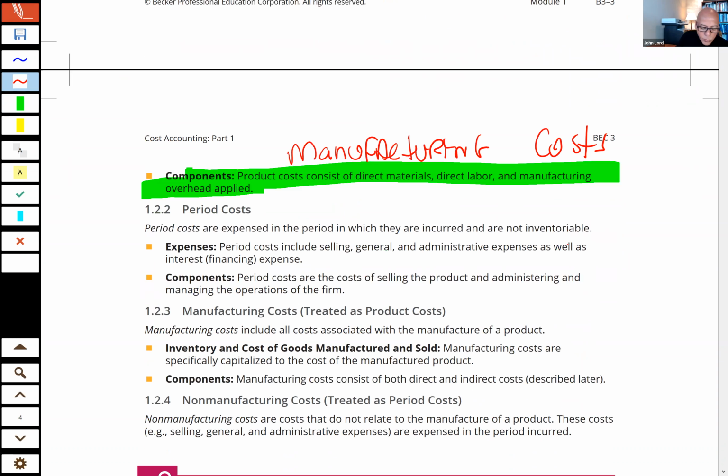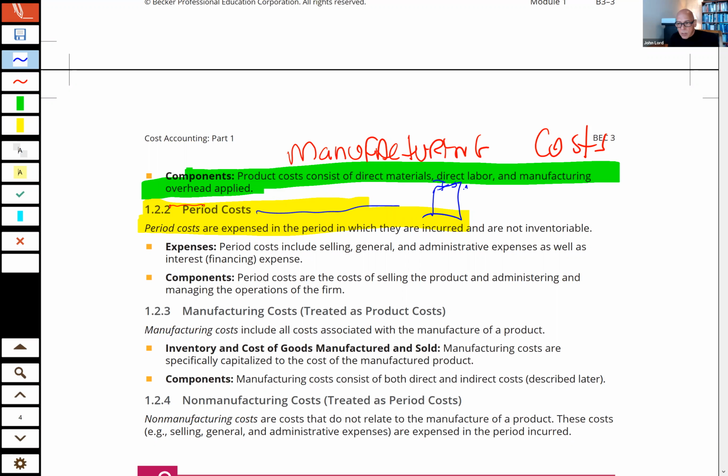Now we take other costs and we treat them as a period cost. When we deal with period costs, they are not a product cost by definition. You're either a product cost or a period cost. Period costs are expensed in the period in which they are incurred. In other words, period costs don't spend any time on the balance sheet. They go straight to what? Straight to the income statement, don't they?